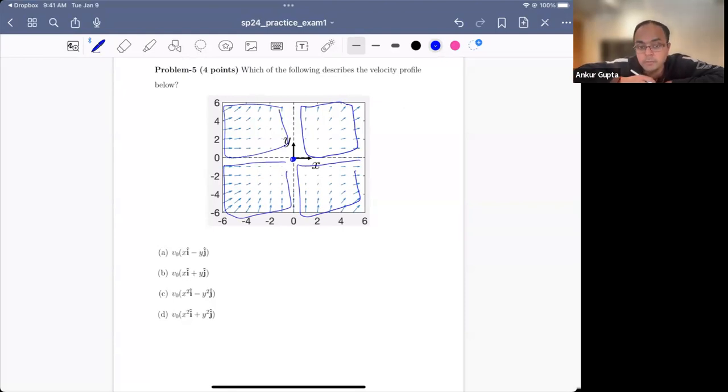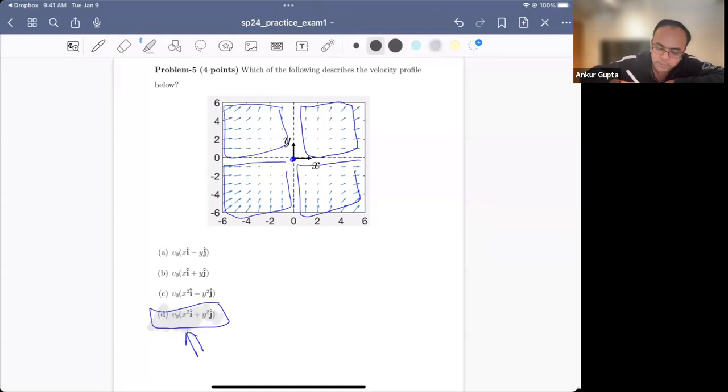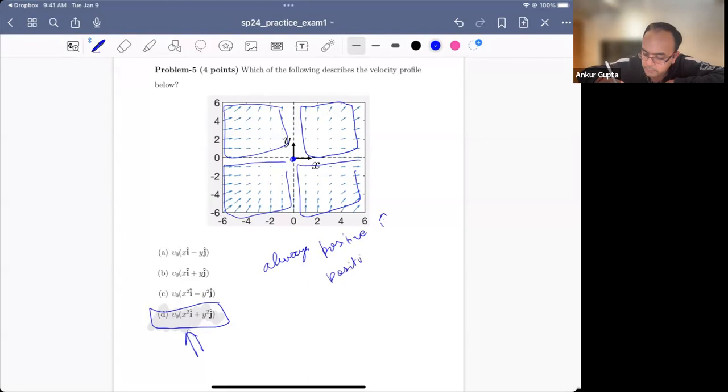So it's positive I, positive J always. There is only one that I see here, and that is this formula. So this should be the correct one because there is only one that is always positive I, positive J hat. Okay. So hopefully this makes sense.